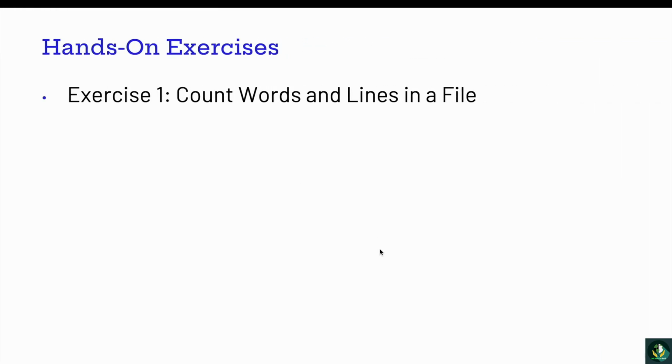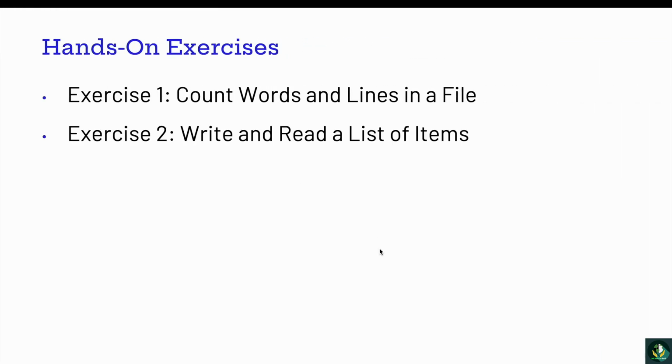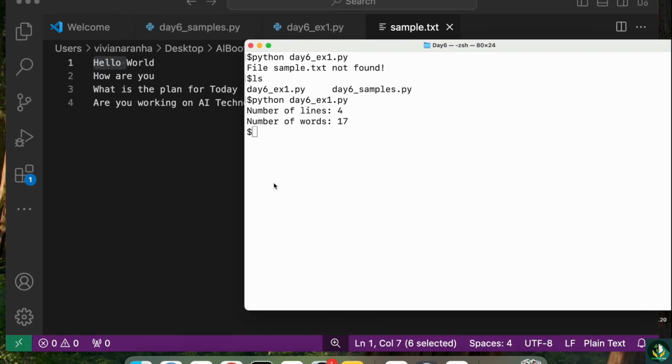Now let's look at our second exercise. Our second exercise is to write and read a list of items. So the objective here is to create a program that writes a list of items to a particular file, then reads it back and displays the content. So what we will be doing first is we'll write a list of items to a file, each on a new line, and then we'll read the file and display its content. Which means we'll have to write a couple of functions, one to write and one to read. So let's start with our exercise 2.